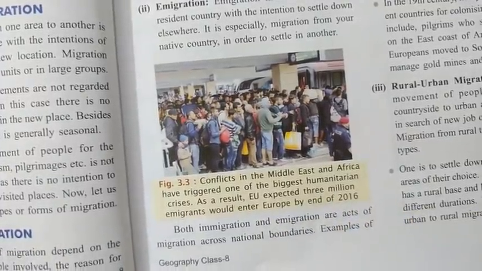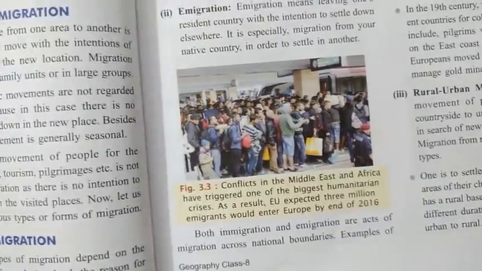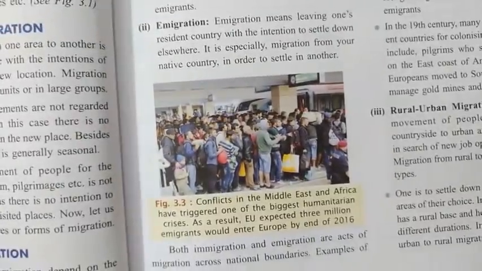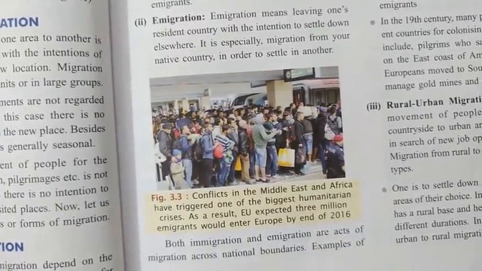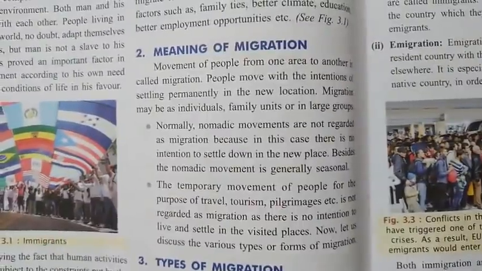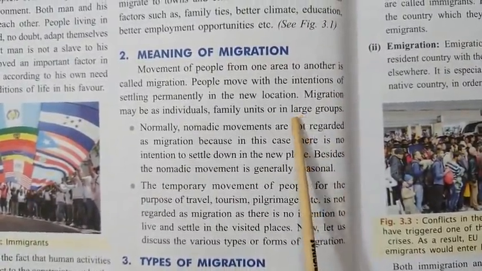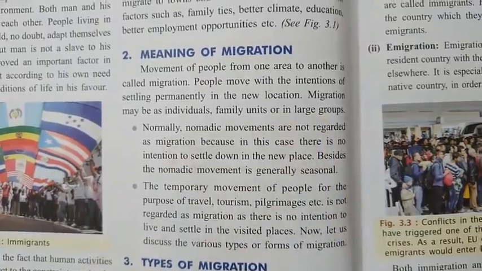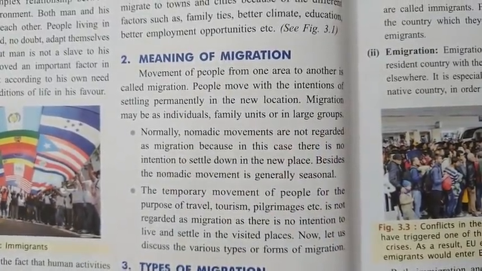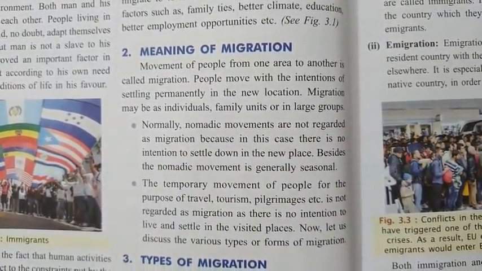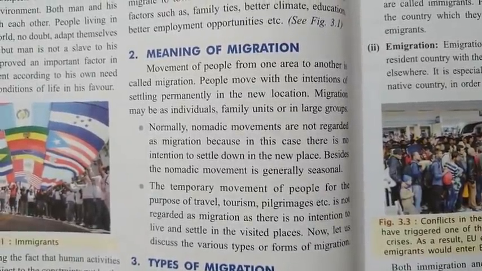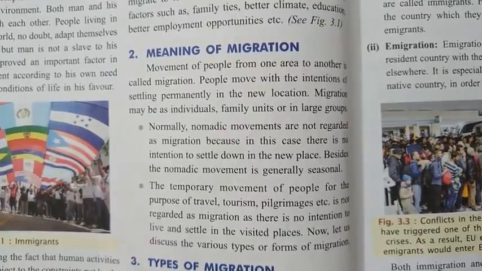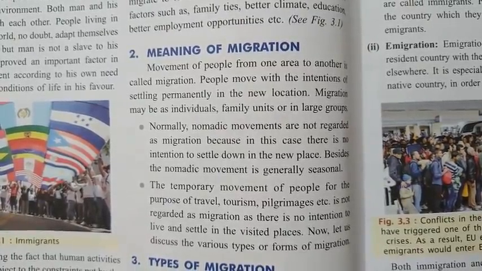This migration has already occurred, and in Syria a large number of people have already migrated to nearby countries. Which type of example is this? Migration in a large group. So we have seen first the meaning of migration, and next the three examples of migration: individual, then family, and in a large group.